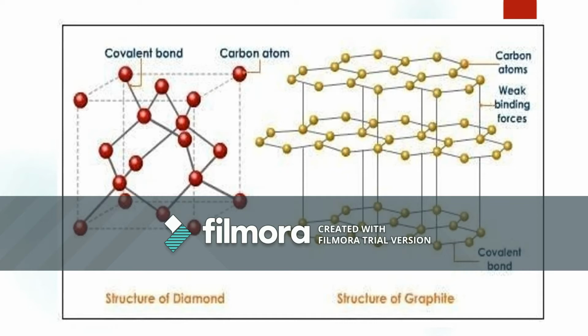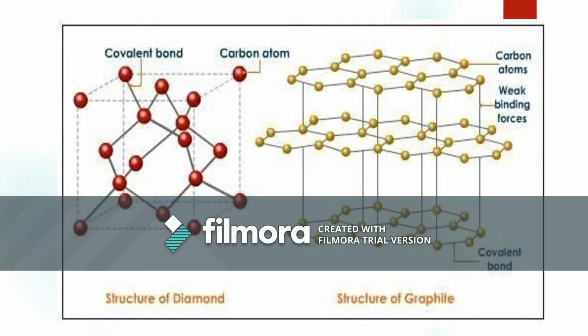So if you look at the structure of graphite, actually graphite is also bound by covalent bonds, but in between the layers they have a very weak binding force. It is a very weak intermolecular force between the top and the bottom. That's why graphite is a little bit slippery.